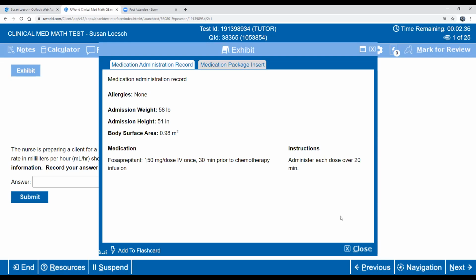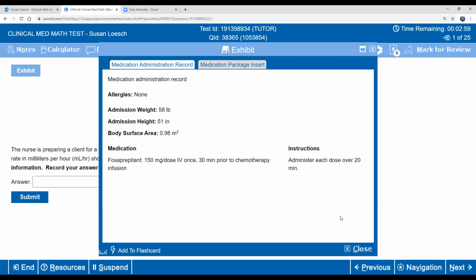All right, now it's giving you your patient's allergies, which you want to look at, the admission weight, their height, and their body surface area. Okay, you're given a 150 milligram dose IV once, 30 minutes before chemo, and you're going to give it over 20 minutes. So it's 150 milligrams per dose, and you're giving it over 20 minutes.